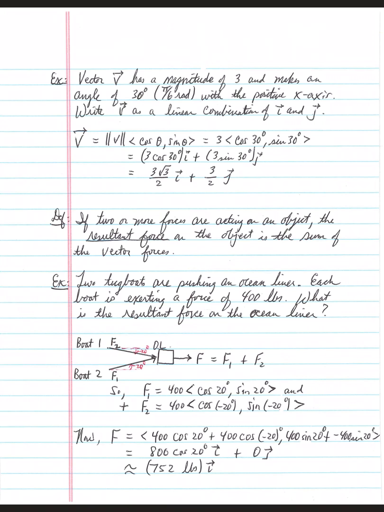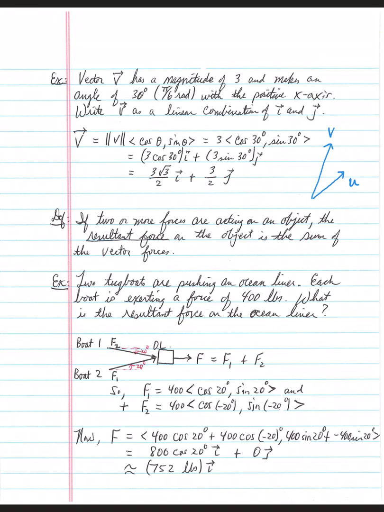If two or more forces are acting on an object, the resultant force on the object is the sum of the vector forces. Let's see what that means. Let me pick a color here. Suppose I've got vector u and vector v. So I've got two or more forces acting on an object.